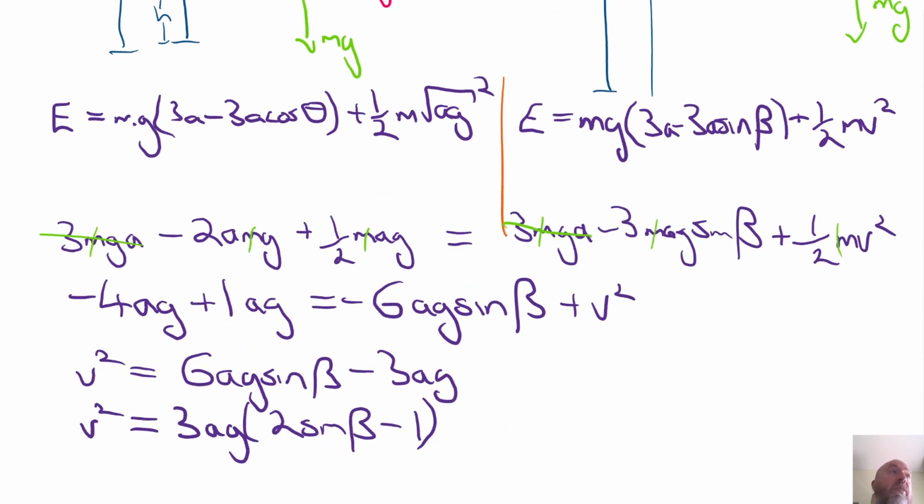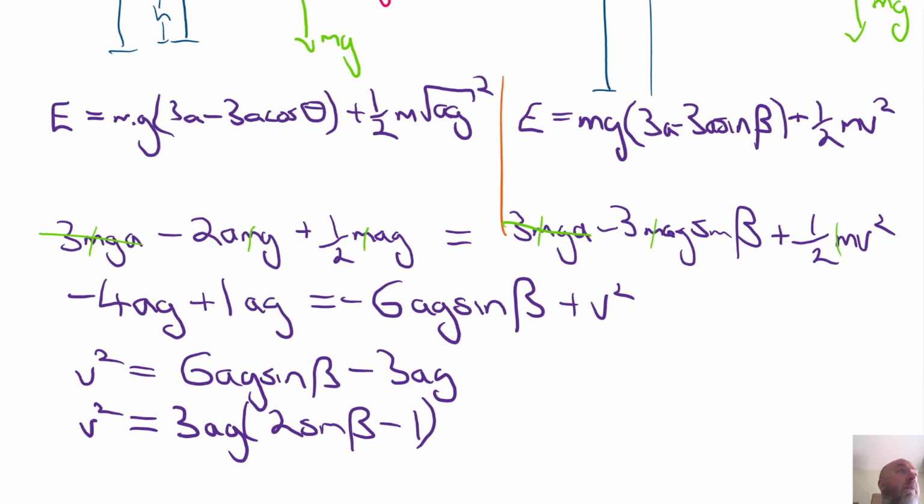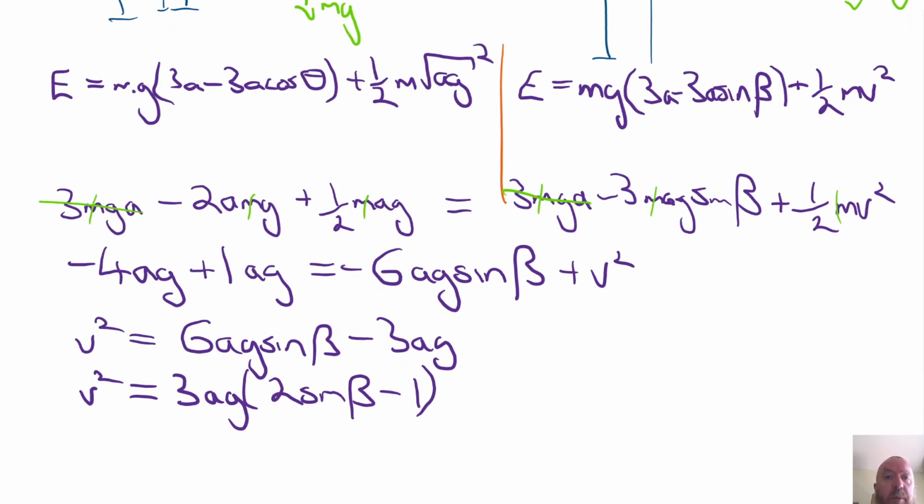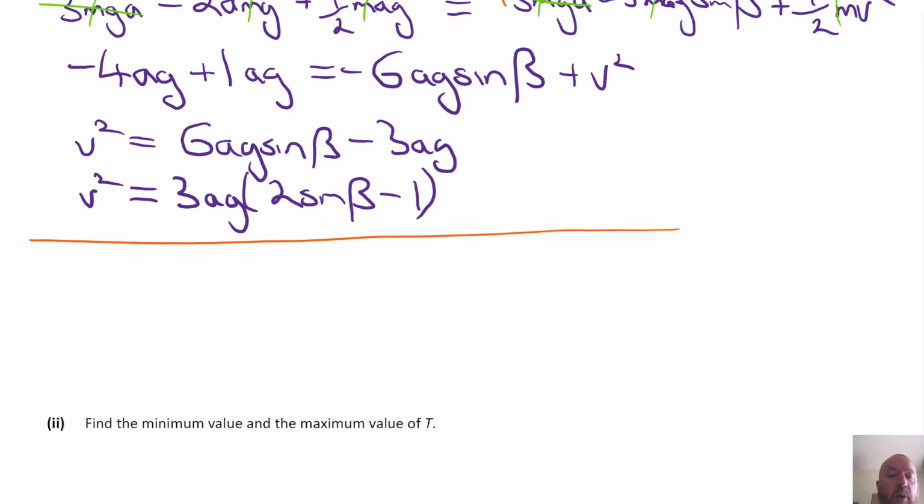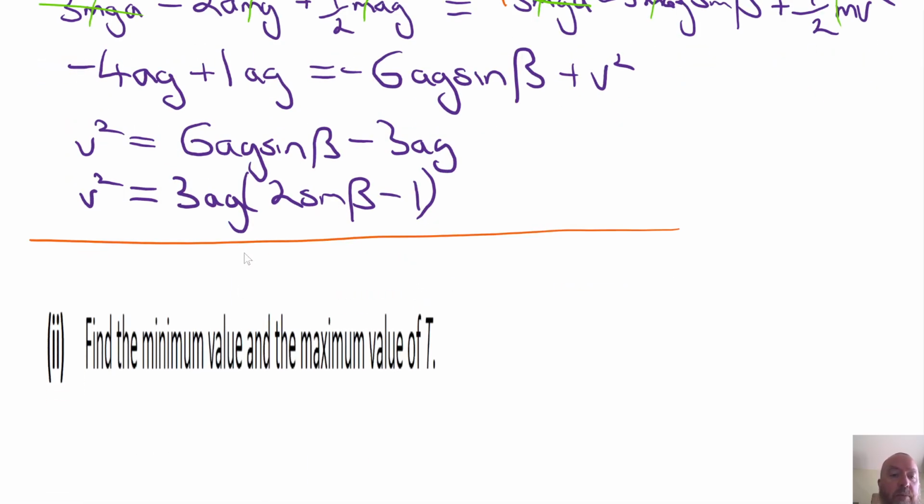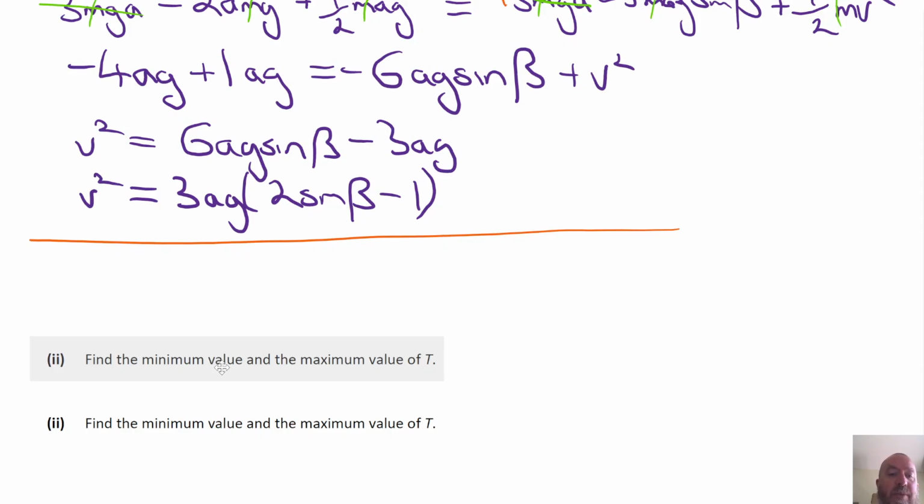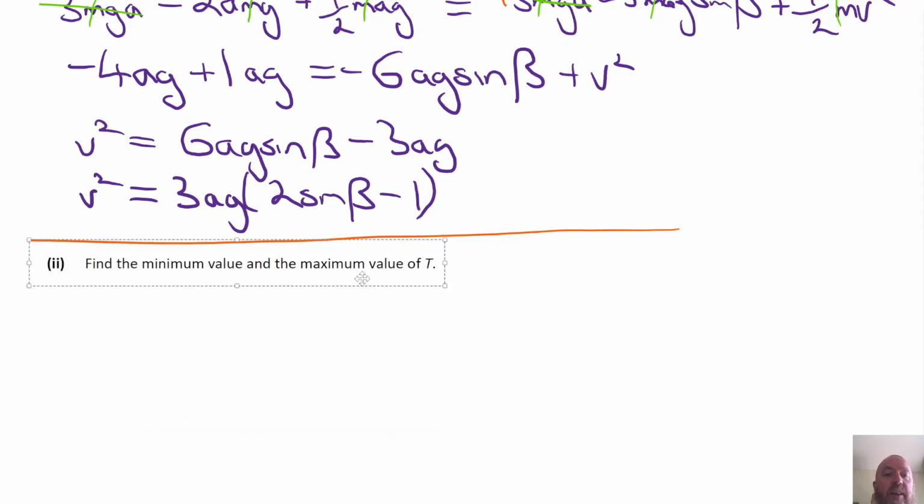The first part was to show that v squared was that. Sorry, I must have lost a little bit of the question from the previous time I recorded. So that is the first part, was to show v squared equals that. Now find the minimum value and maximum value of T. So the string will move.